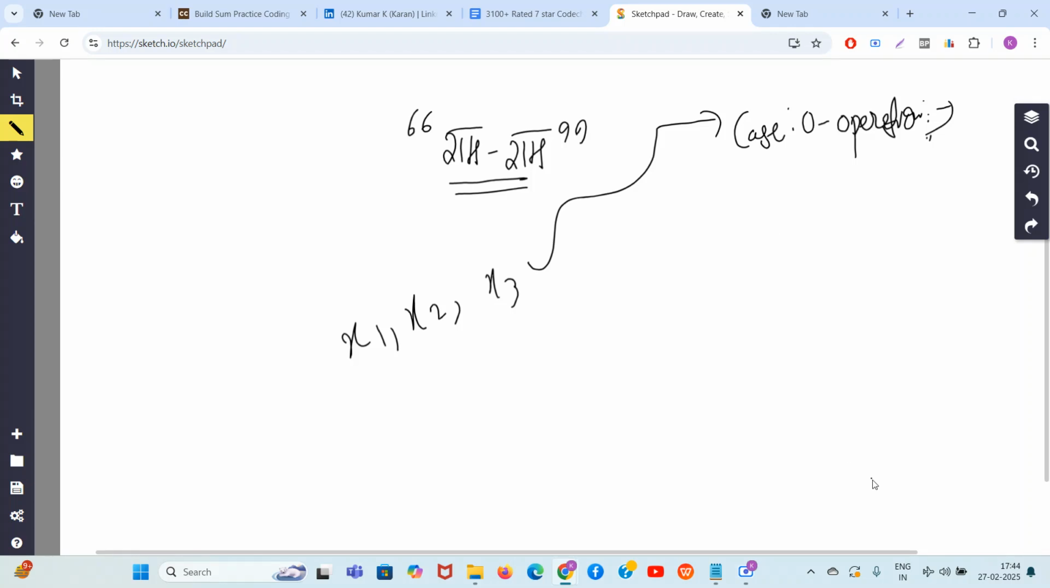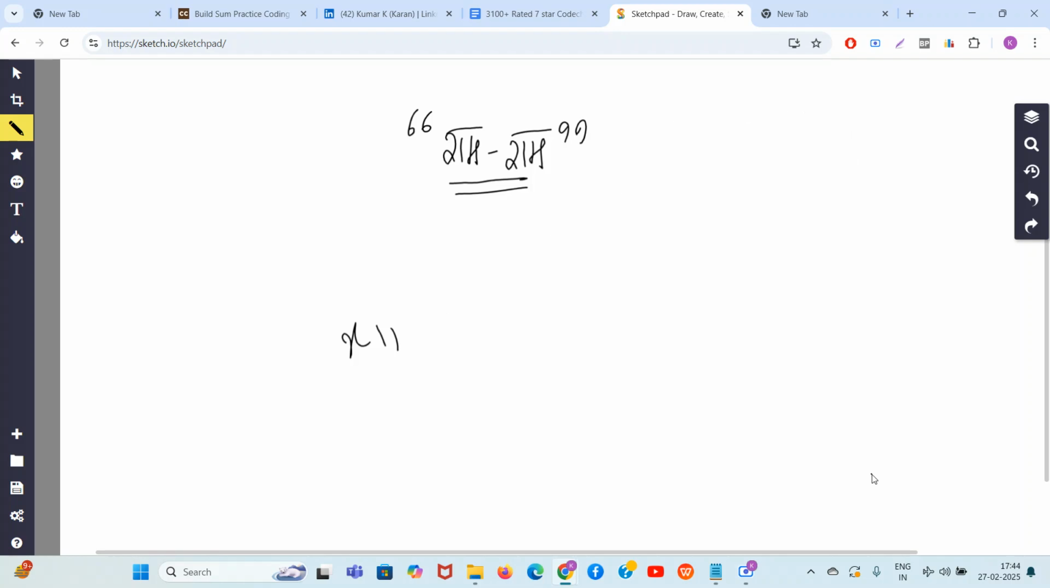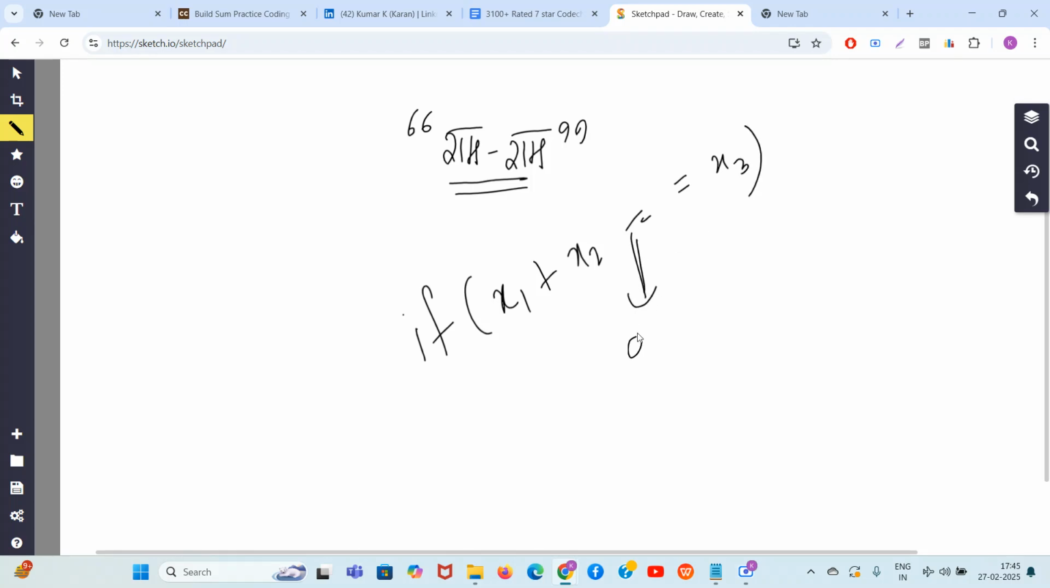The zero operation case is very easy, guys. Zero operation means there is no need to do any operation at all. When will that be? Guys, if x1 plus x2 is already equal to the third, then you need to do zero operations. Don't do anything, they are already equal.